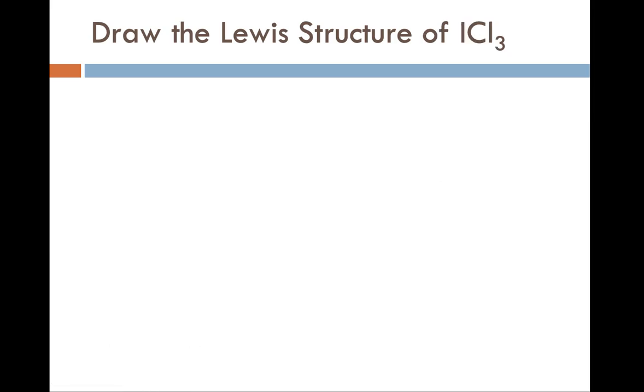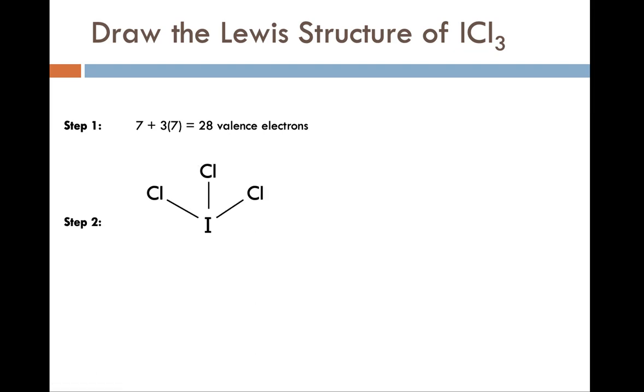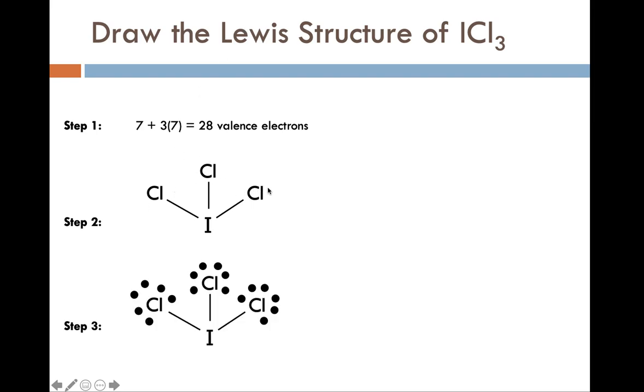Another one with an expanded octet, we'll take a look at ICl3. Same process. Iodine and chlorine are both halogens, so iodine has 7 valence electrons. Each chlorine has 7, so a total of 28 electrons here. We're going to draw connecting all 3 of our chlorines right to the iodine, iodine being first is the central atom. Next step, lone pairs. Fill all of our lone pairs on the chlorines.